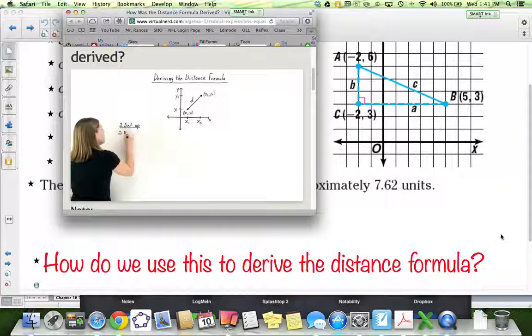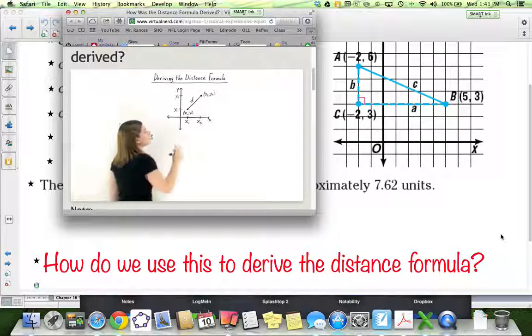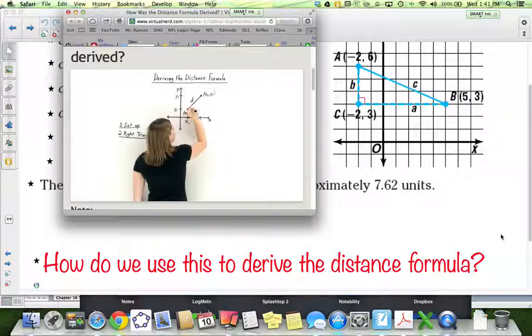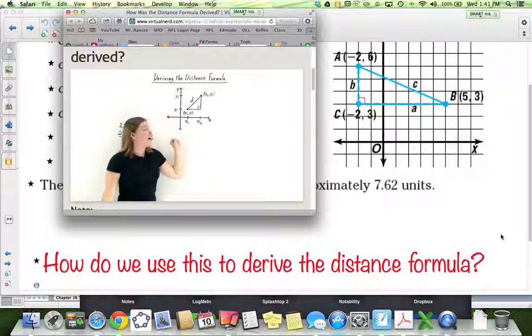So, in step number 2, let's create a right triangle where that distance d is the hypotenuse. From this point, we'll draw a horizontal side. And from this point, we'll draw a vertical side. And here we'll have our right angle. Now, the hypotenuse is this distance d. But we can also figure out the length of each one of these other sides.